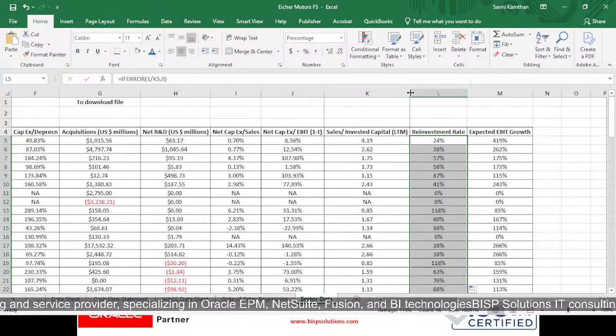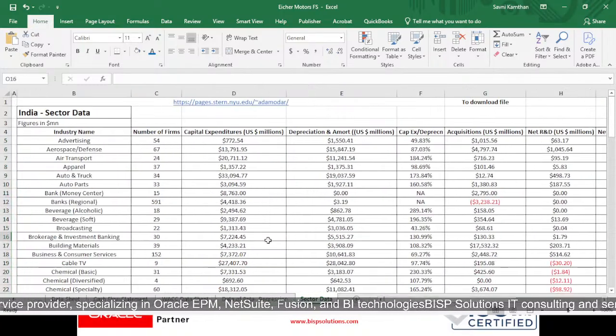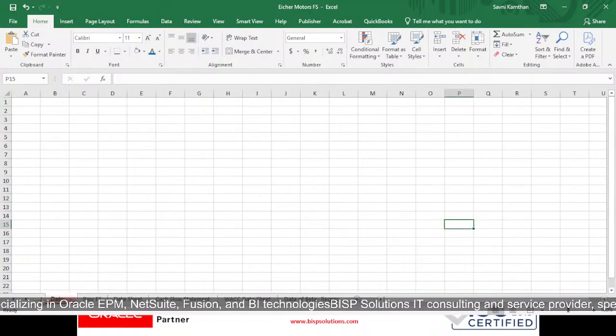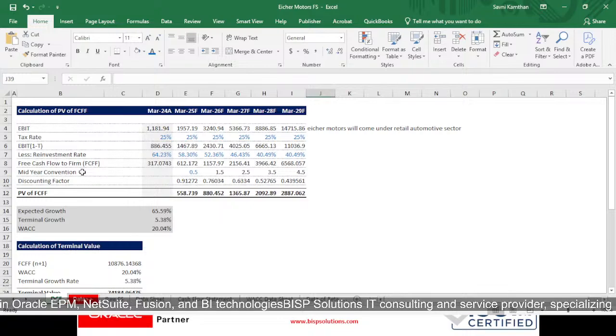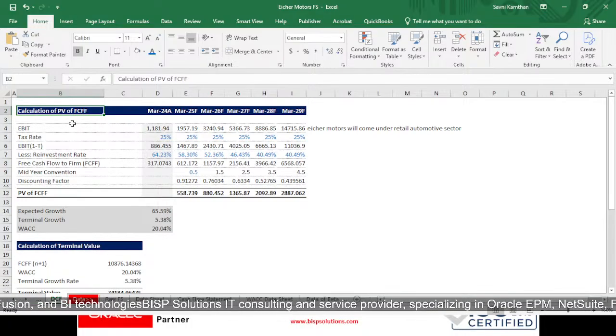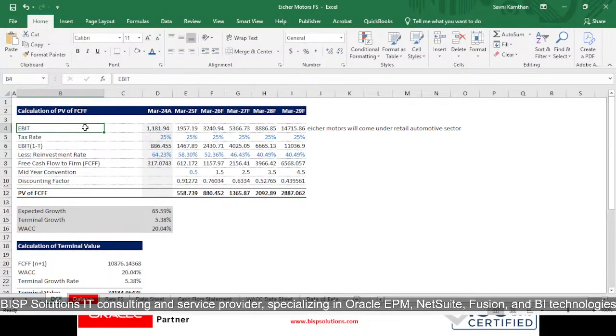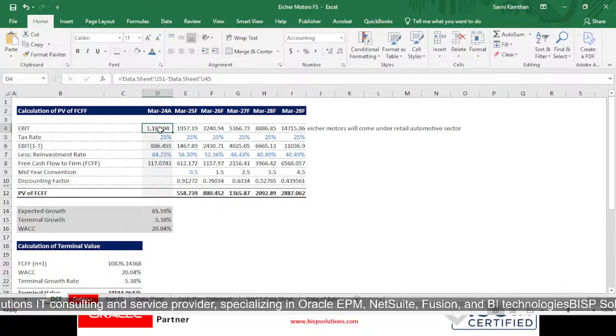So this completes the sector data, and we will be moving forward to our DCF modeling, right? So firstly, we will be doing what? Calculation of PV of FCFF, right? FCFF is our free cash flow to the firm, right? So for that, we will be taking EBIT, which we have already calculated in our data sheet over here.